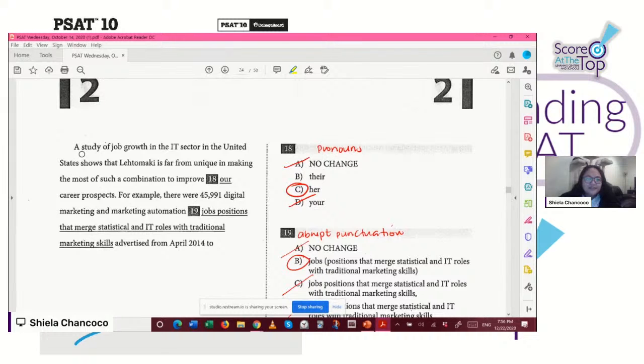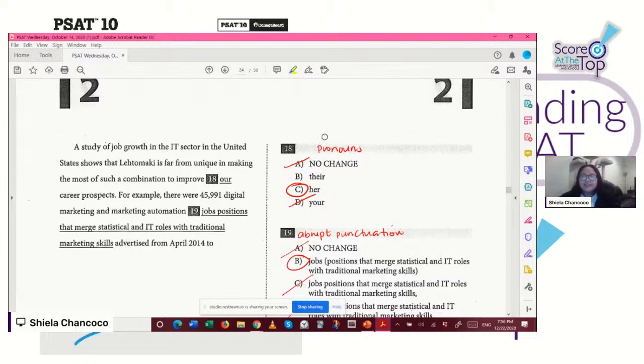Yes, a study of job growth in the IT sector in the U.S. showed that Latamaki is far from unique in making the most of such a combination to improve our career prospects. Okay, this one is just pronouns, right? Who are they talking about? They were talking about Latamaki making an improvement in her career prospects.